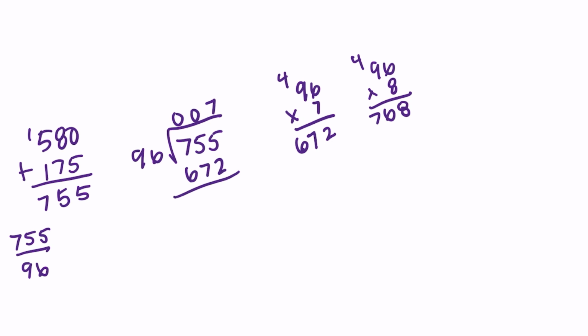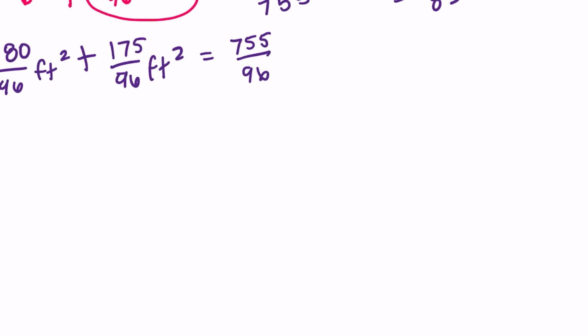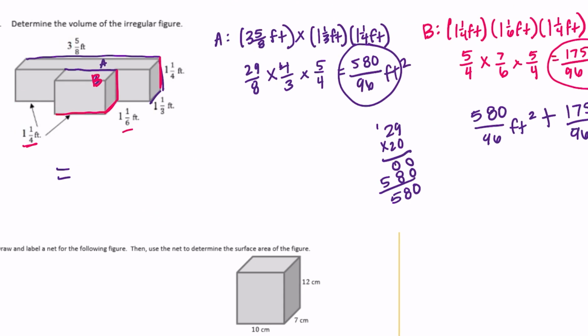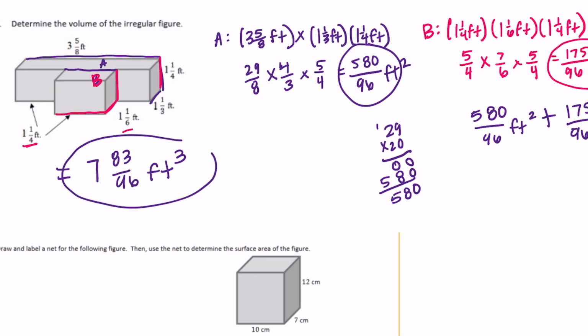I'm going to subtract. 15 minus 7 is 8. So we get 7 with 83 left over out of 96. 7 and 83/96 feet squared. Sorry, cubed. So all that work, finally found the volume.